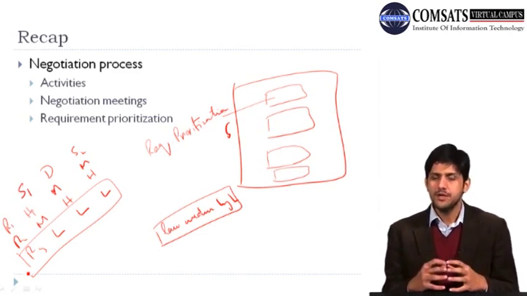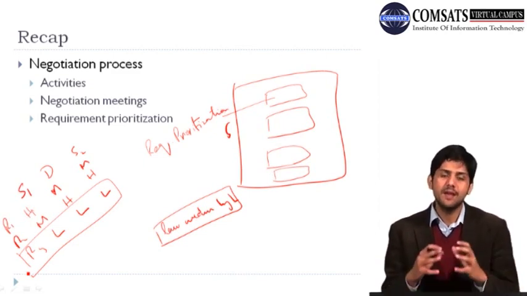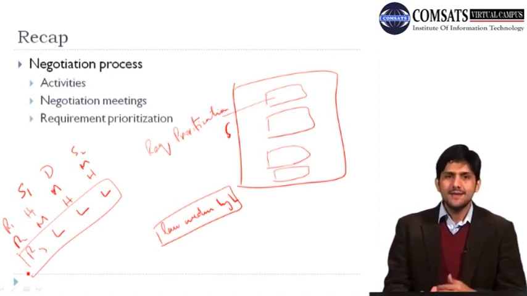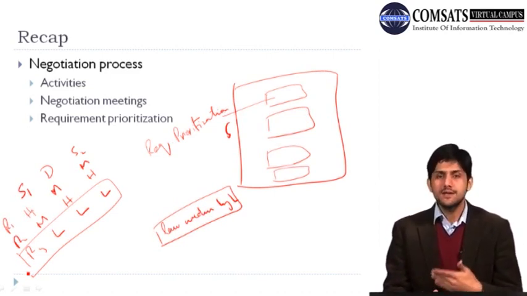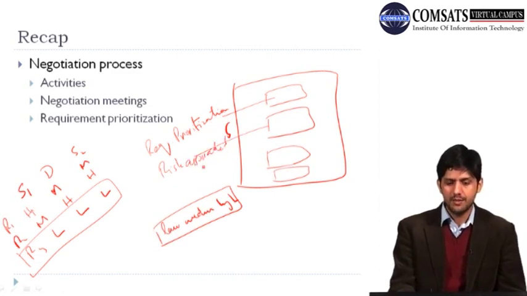We need to make sure that the rank that we have of requirements, everybody agrees to it and everybody is happy with it. So once we do a requirement prioritization, then the next thing is that we try to identify all the risks associated with each requirement. So that was the next activity, that we try to identify all the risks associated with each requirement.